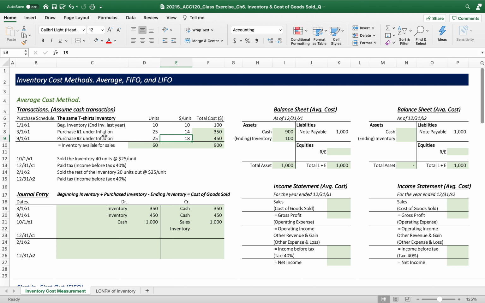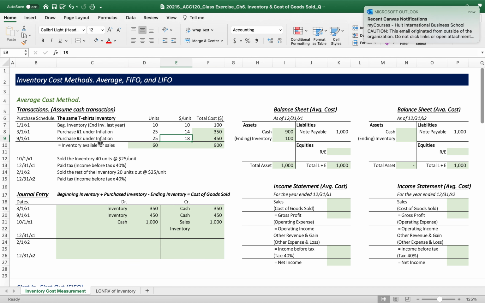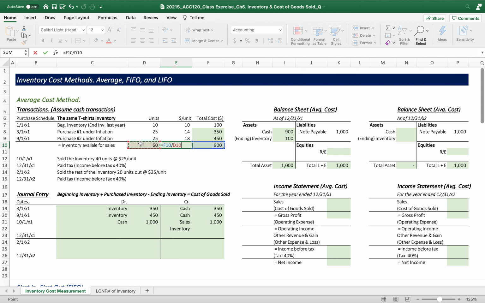because customers don't care which cost of inventory they purchased. So we just calculate based on the average cost method: the average cost per unit is $15, so we apply this $15 per unit times the 40 units we sold. So it's $600, and then we record cost of goods sold $600. That is the matching principle.